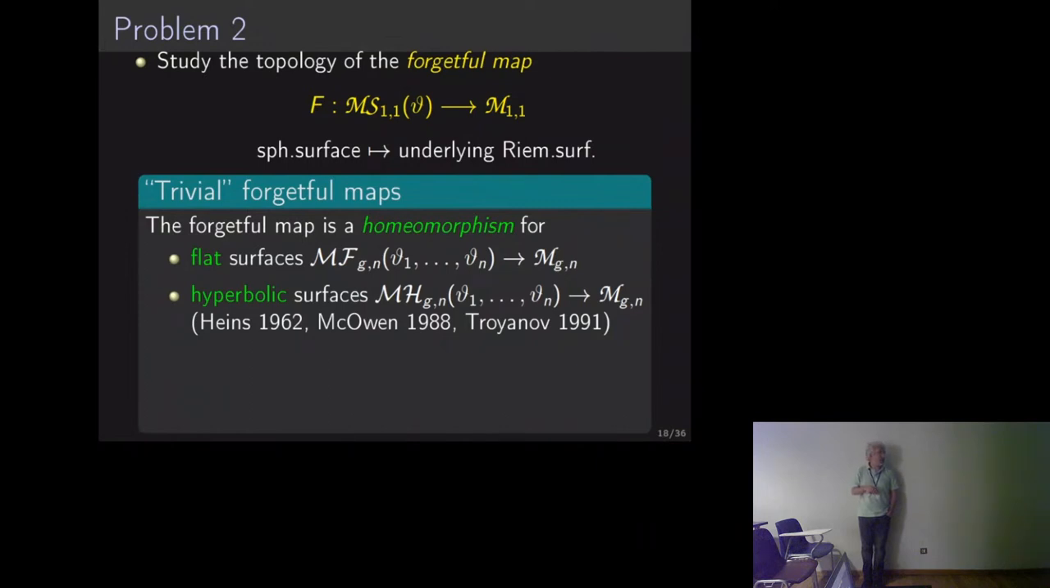These are results by Heins, at least 62, then by other people, by Troyanov, that once you fix the angles, and each conformal class and the angles satisfy the Gauss-Bonnet constraint for having a flat surface or for having a hyperbolic surface, then there is exactly one metric in each conformal class. Of course, in the flat case, it's one metric up to rescaling, but it's one metric.